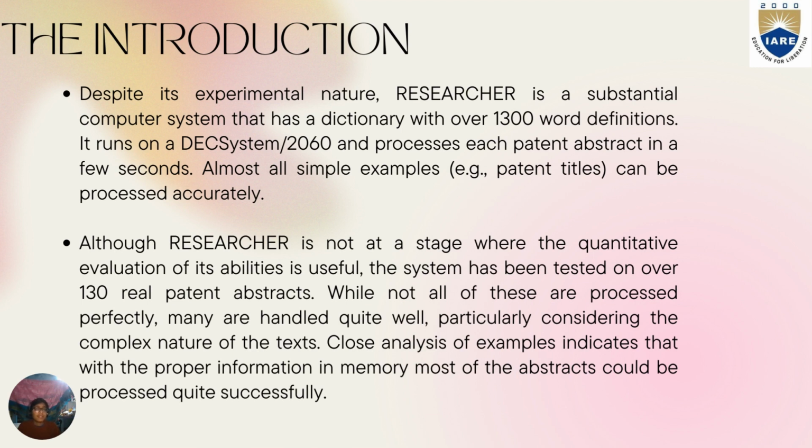Despite its experimental nature, Researcher is a substantial computer system that has a dictionary with over 1,300 word definitions. It runs on a DEC System 2060 and processes each patent abstract in a few seconds. Almost all simple examples can be processed accurately, although Researcher is not at a stage where quantitative evaluation of its abilities is useful. The system has been tested on over 130 real patent abstracts. While not all of these are processed perfectly, many are handled quite well, particularly considering the complex nature of the text. Close analysis of examples indicates that with the proper information in memory, most of the abstracts could be processed quite successfully.